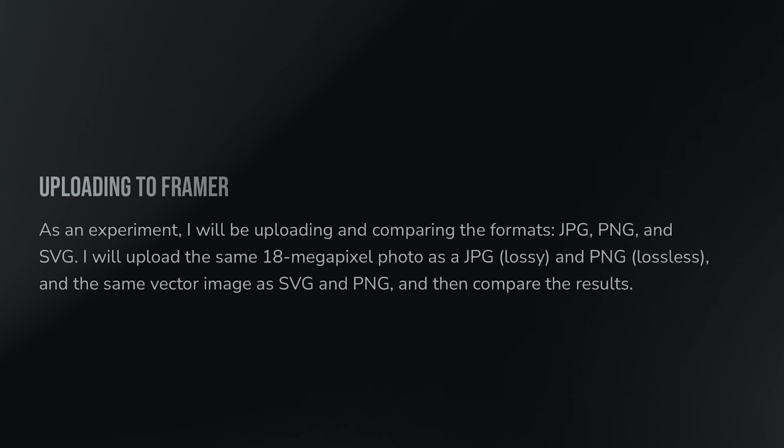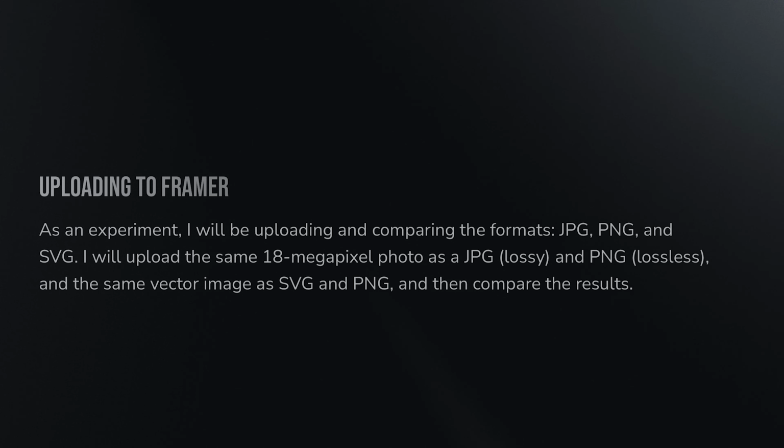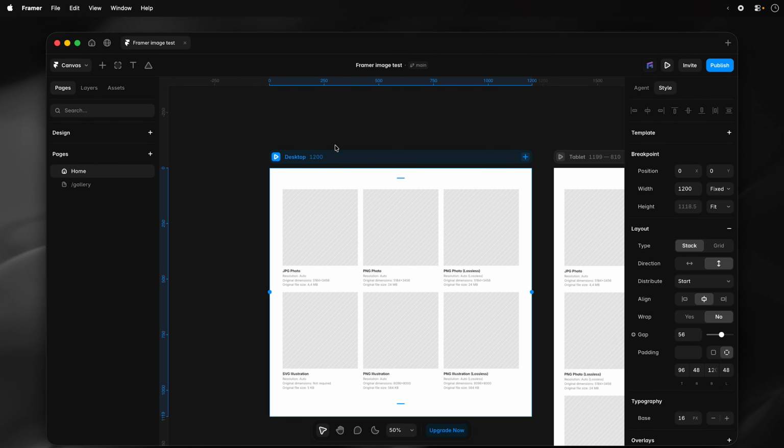As an experiment, I'll be uploading and comparing the formats JPEG, PNG, and SVG. I'll be uploading the same 18 megapixel photo as a JPEG and as a PNG, and then I'll be uploading the same vector image as an SVG and PNG, and then I'll compare the result. For this experiment, I've created a grid of 3 images and 2 rows. So we've got the raster images on the first row, and on the second row, I've got the vector illustrations that I'll compare.